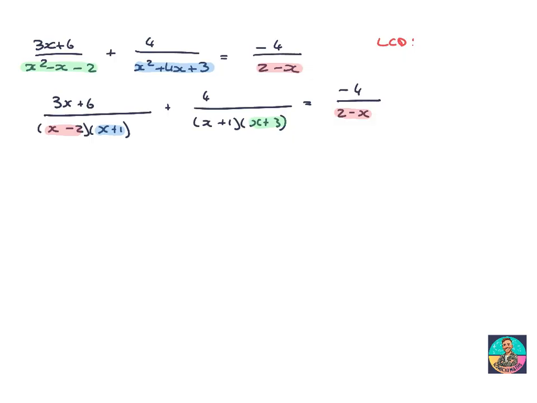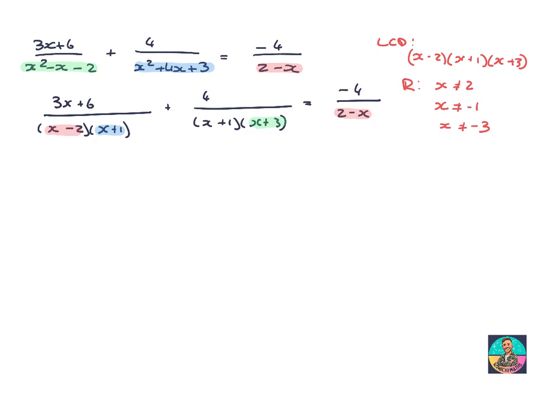So let's state what our LCD is. The LCD is going to be x minus 2, x plus 1, and x plus 3. And as a result, my restrictions are basically the inverse. So x cannot be 2, x cannot be negative 1, and x cannot be negative 3.